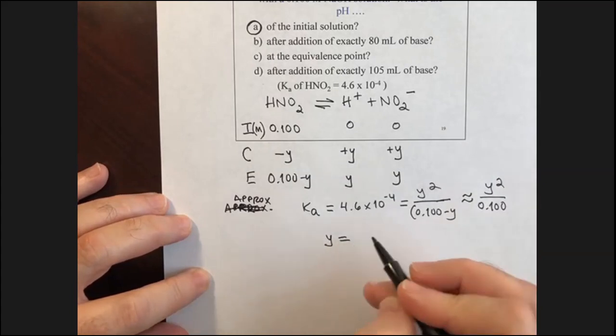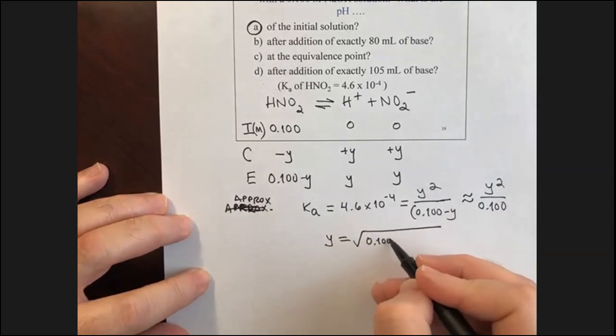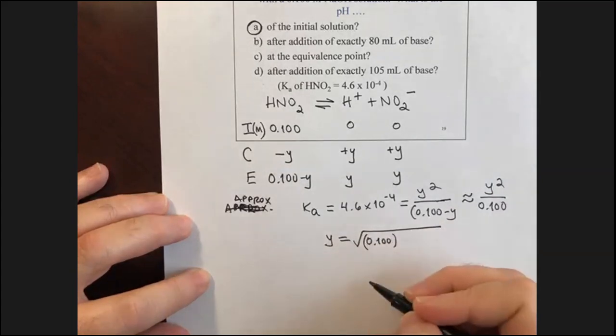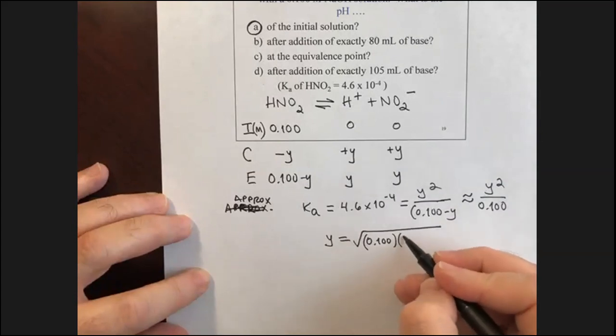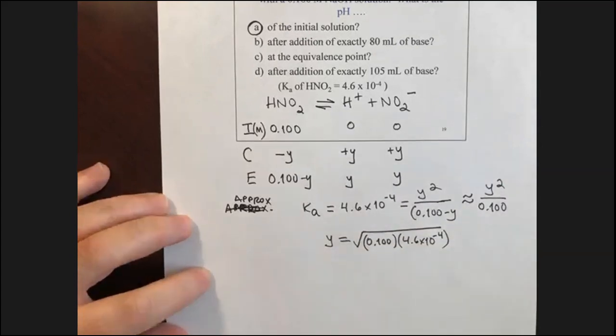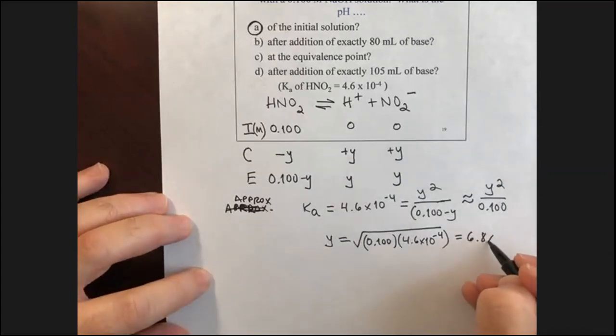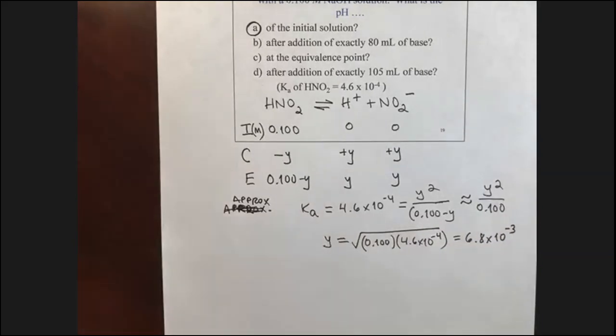So we're going to solve this. So y is going to be the square root of 0.100 times 4.6 times 10 to the minus 4. And I believe that is 6.8 times 10 to the negative 3. All right. I kind of skipped a few operations here, but that should work more or less.